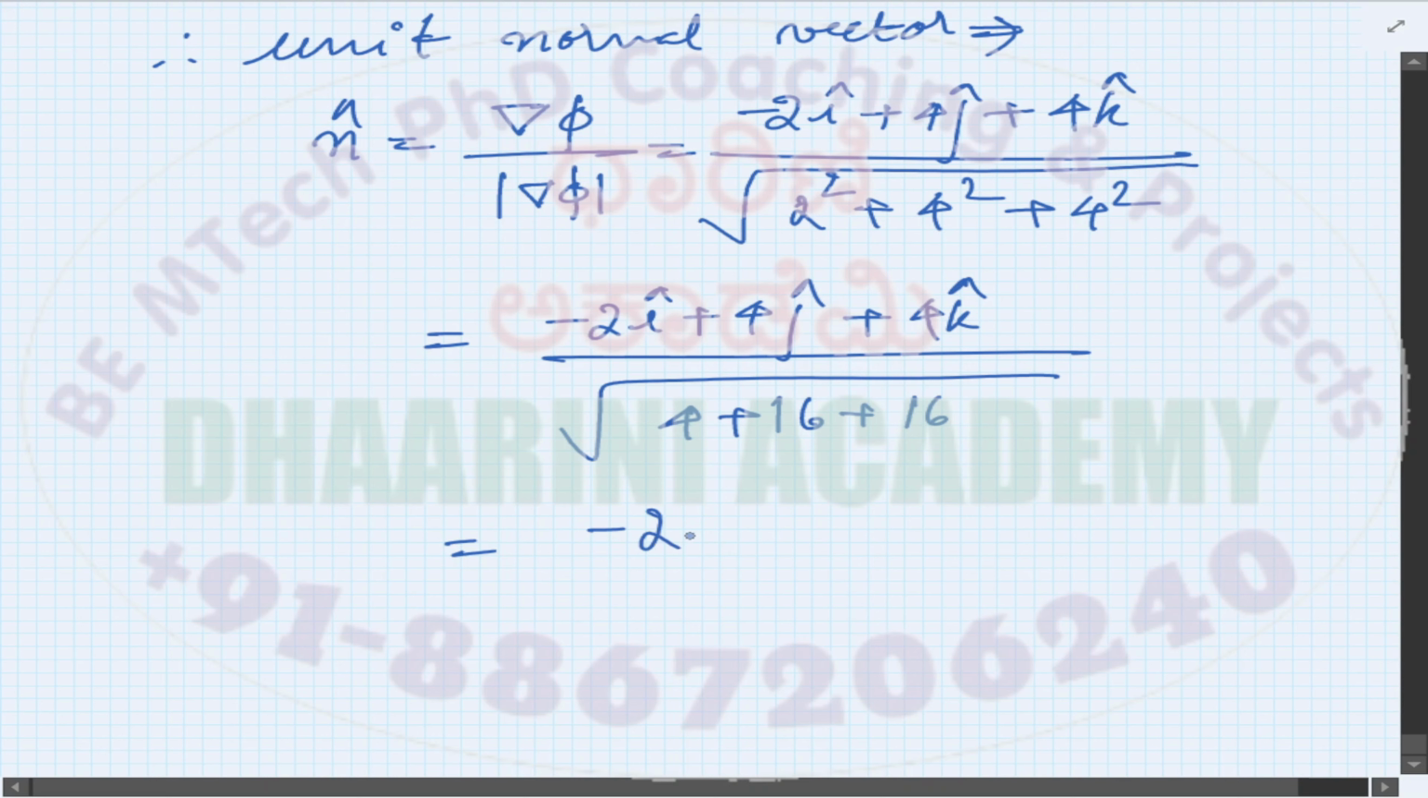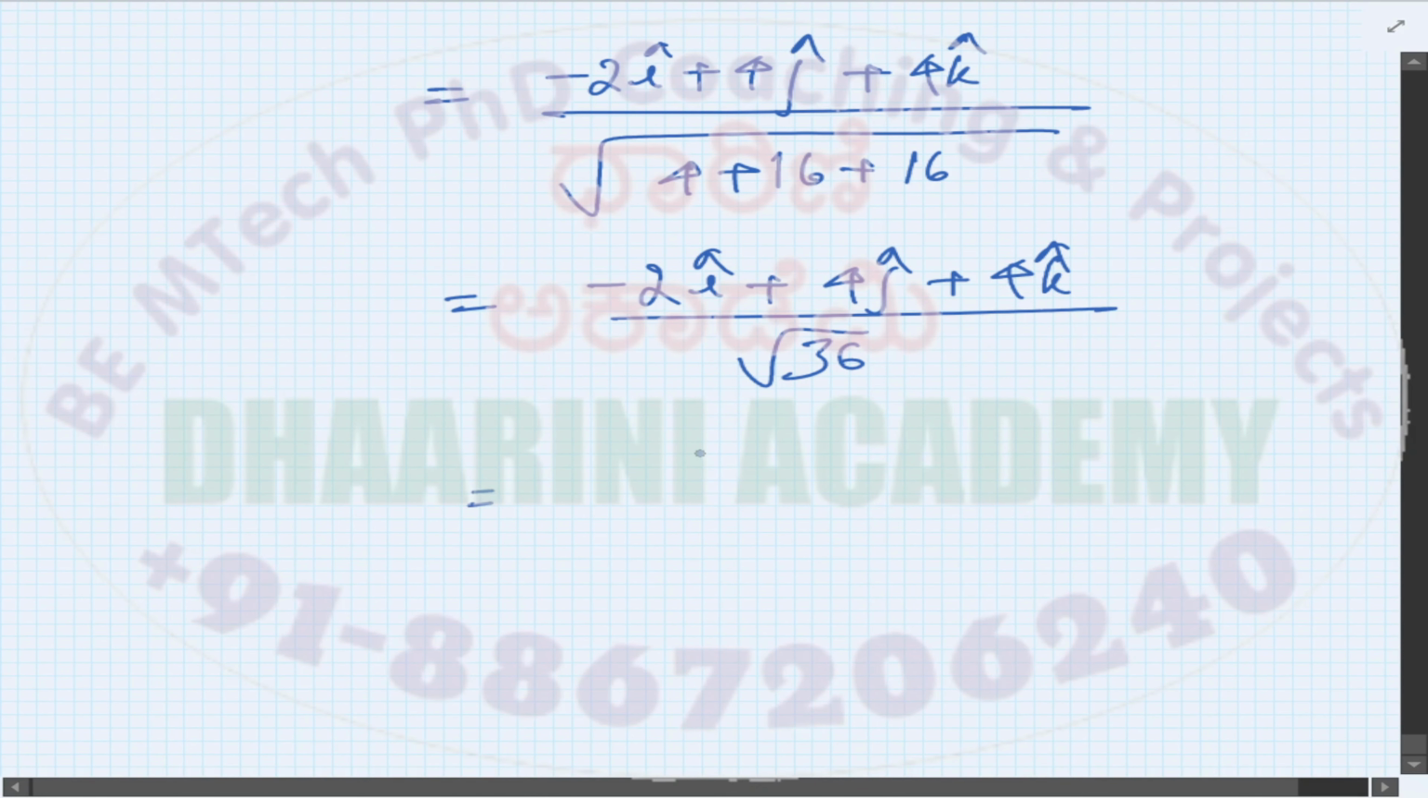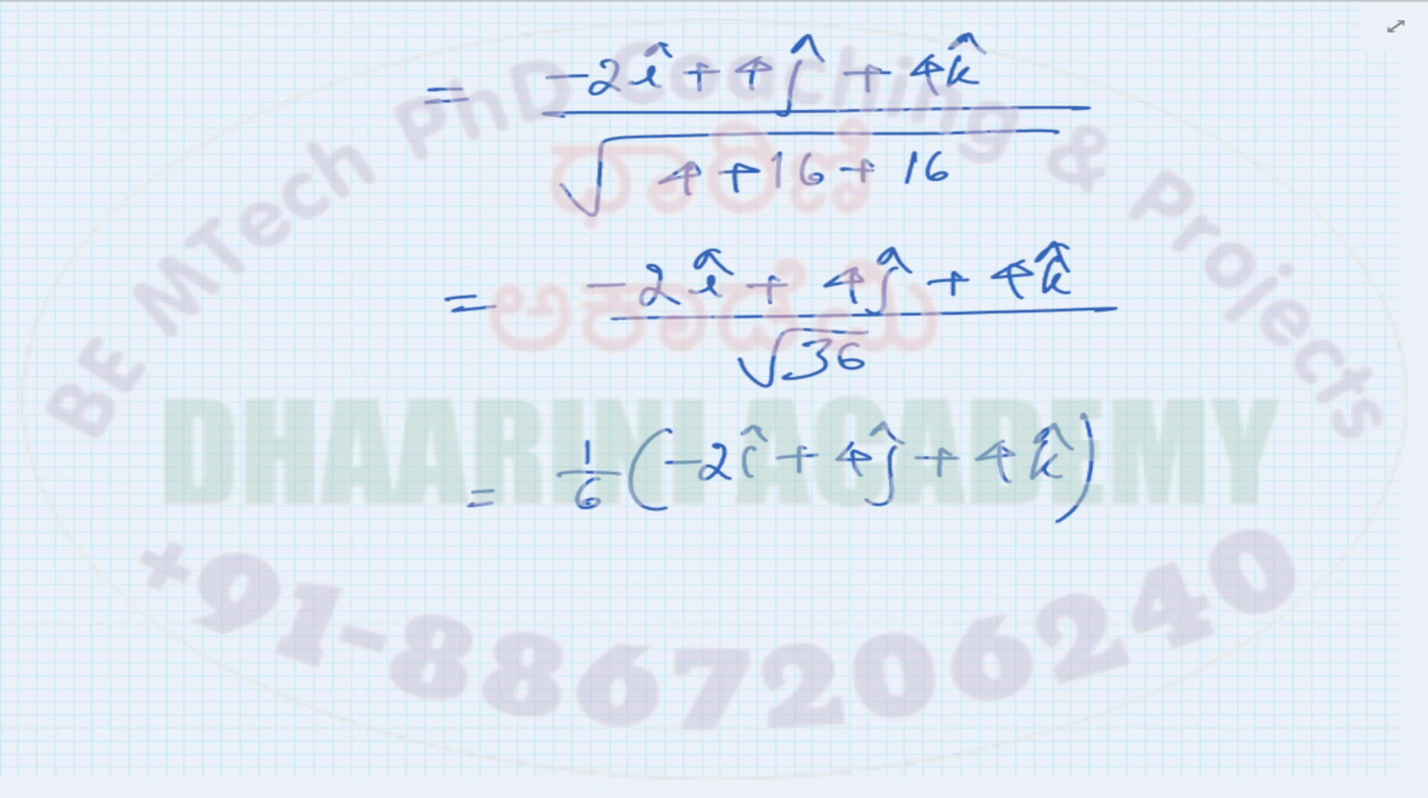So this is minus 2 i cap plus 4 j cap plus 4 k cap divided by root of 36. So it's a perfect square, so you can see that this is 6. Alright, so this is 1 by 6 into minus 2 i cap plus 4 j cap plus 4 k cap.